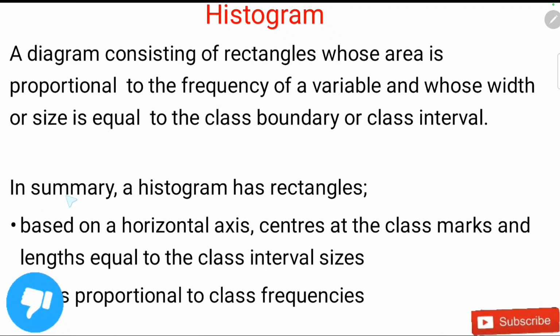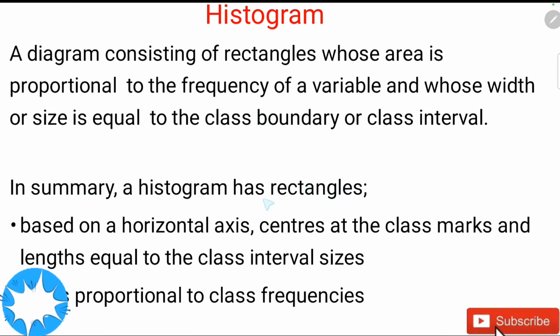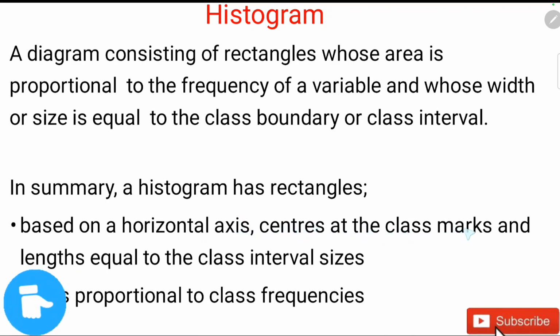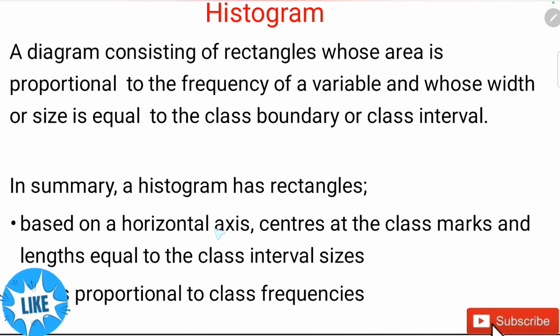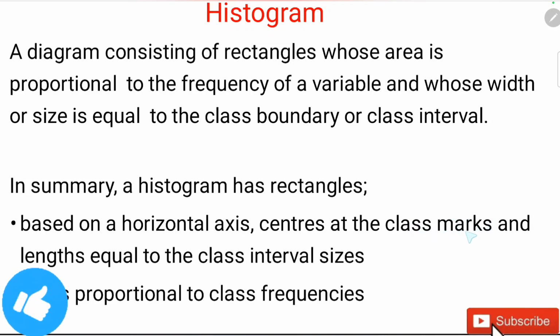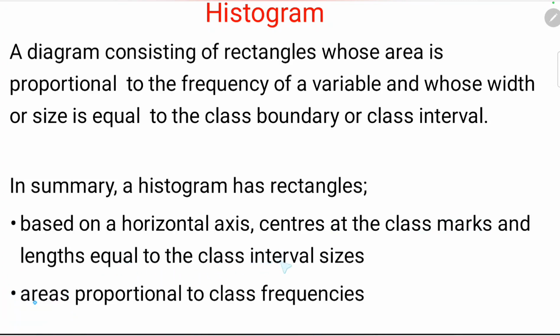So in summary, a histogram has rectangles that are based on a horizontal axis. You're going to see these rectangles on a horizontal axis in the x and y plane. Their centers are the class marks. So for us to determine the center of any rectangle on the horizontal axis, we are saying that the center of that rectangle and the area that it covers can be determined using the class mark, also known as the class midpoint. Right? And then the length is equal to the class interval size.